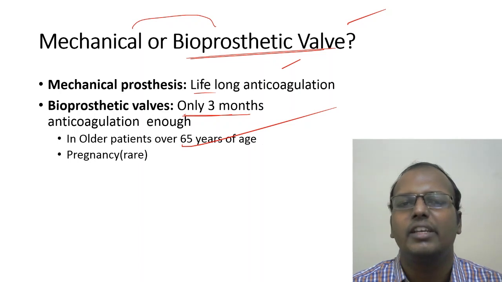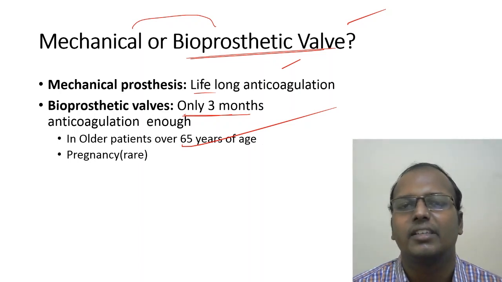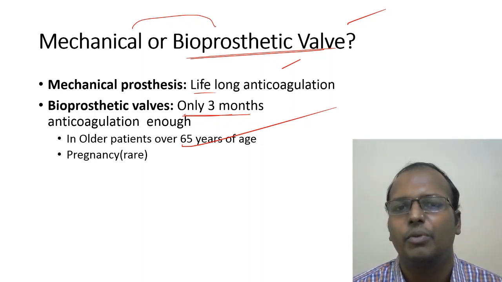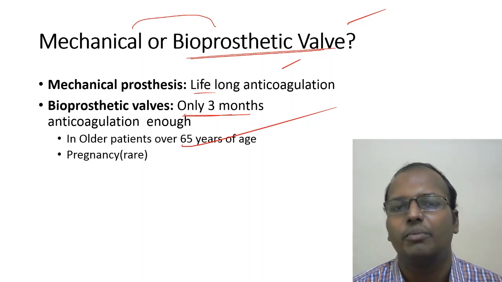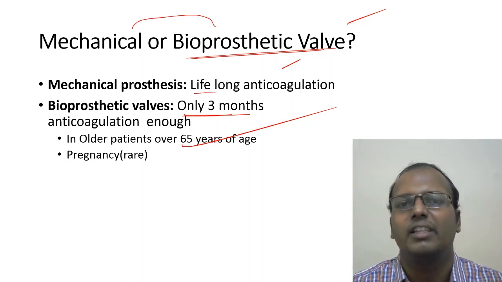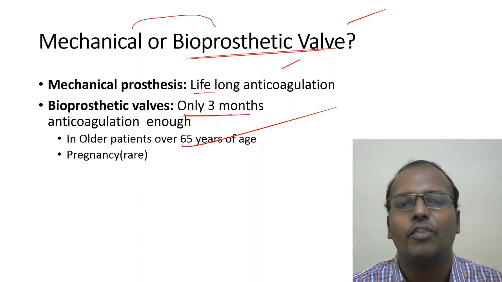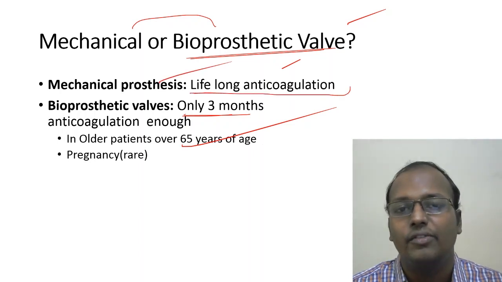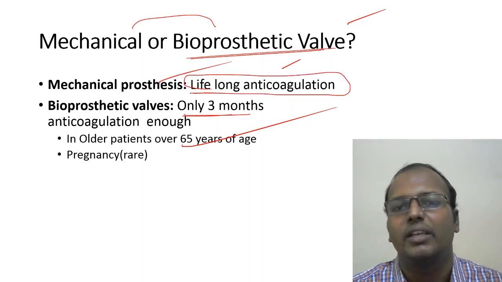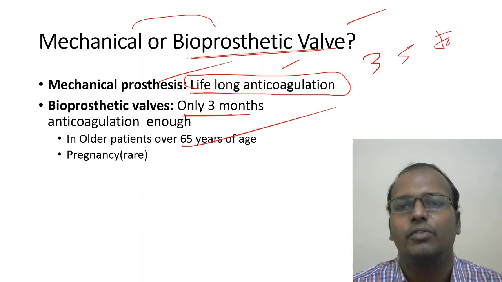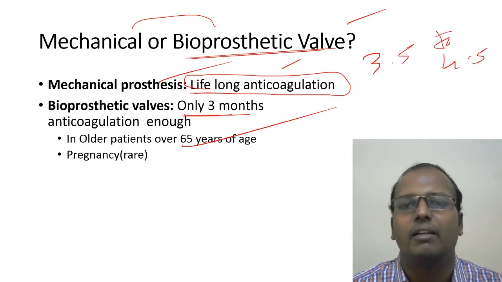Whereas mechanical prostheses are indicated for all patients less than 65 years, because if you put a bioprosthetic valve in them, the deterioration will be faster. The rate of deterioration will be faster, and they may not benefit well. So you have to go for mechanical prostheses, and you should give lifelong anticoagulation for them. Okay, the target INR will be 3.5 to 4.5 if you replace the mitral valve.